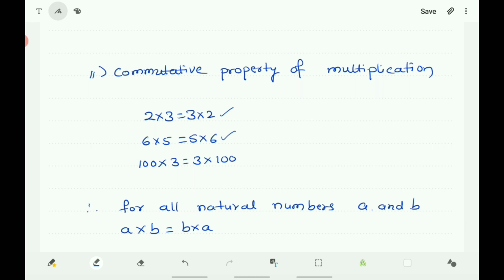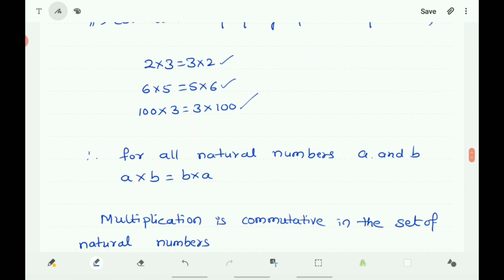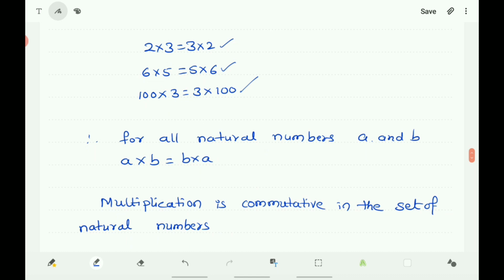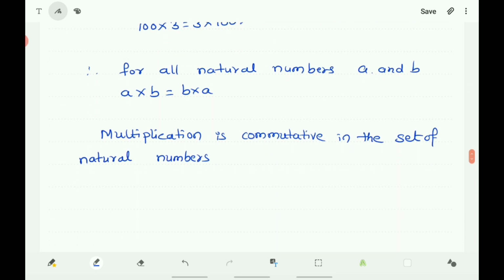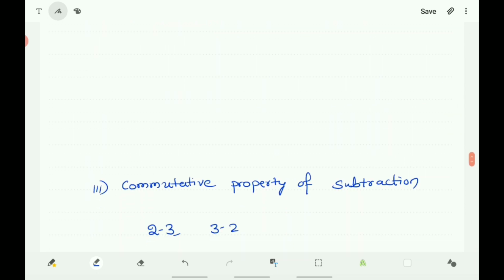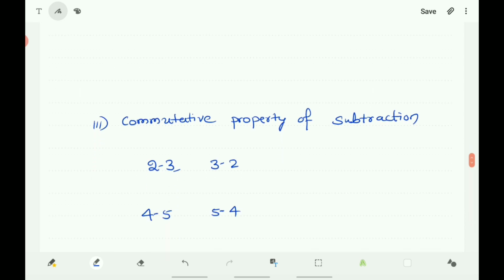100 into 3 is 300, 3 into 100 is also 300, therefore you can say 100 into 3 is equals to 3 into 100. Therefore you can conclude that for all natural numbers a and b, a into b is equals to b into a, therefore multiplication is commutative for the natural numbers. Next, let us check the commutative property for subtraction of natural numbers.